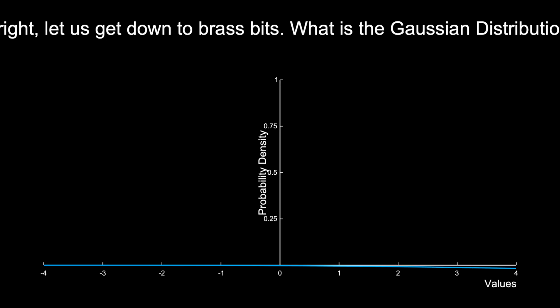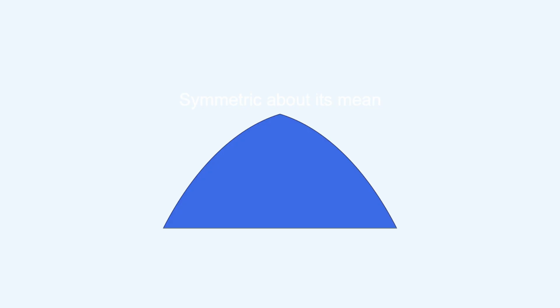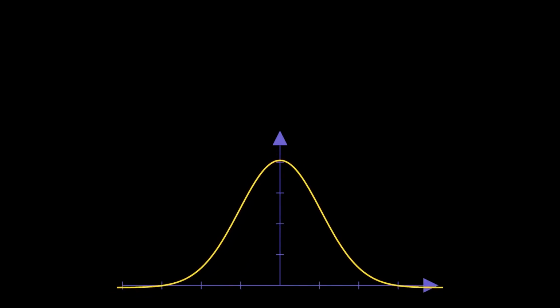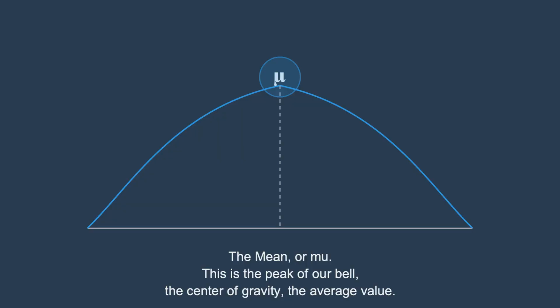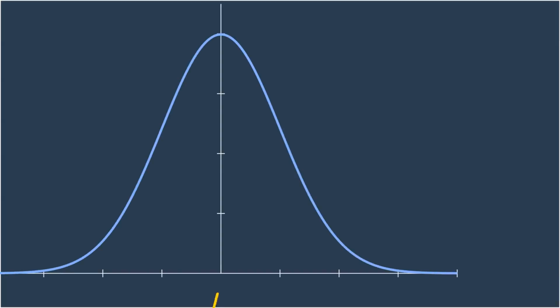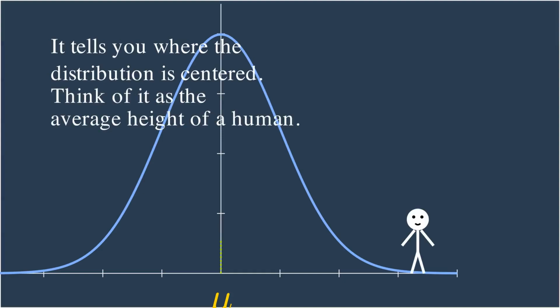What is the Gaussian distribution? Simply put, it is a probability distribution that is symmetric about its mean, forming a bell-shaped curve. That is why it is famously called the bell curve. It is defined by just two parameters. The mean, or mu. This is the peak of our bell, the center of gravity, the average value. It tells you where the distribution is centered. Think of it as the average height of a human.